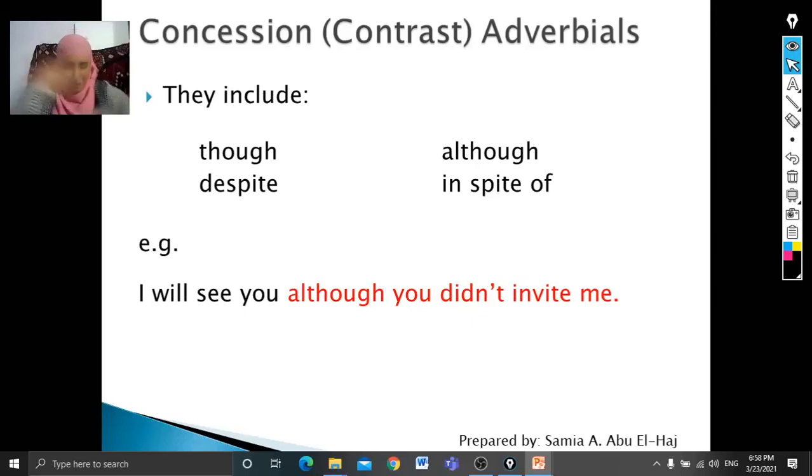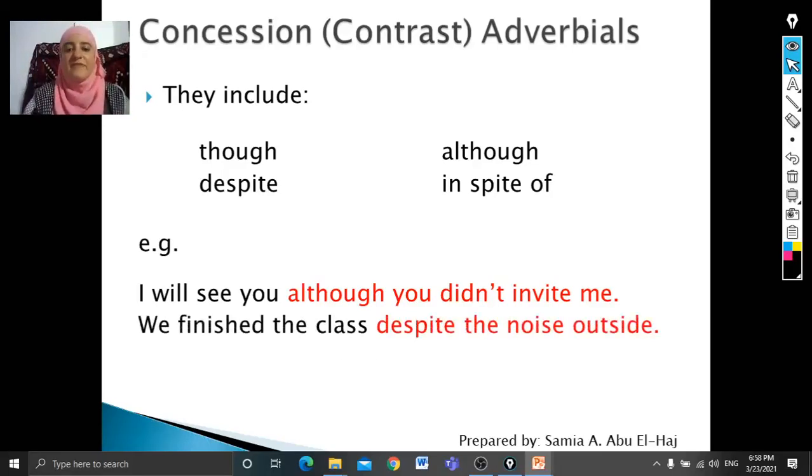Now here we have a contrast. Like, you didn't invite me originally, I shouldn't see you, I will not see you, but I will see you although you didn't invite me. Okay, so this is what we mean by contrast or concession. The sentence after them, after in spite of, after despite, after although, gives us something that is opposite to the verb.